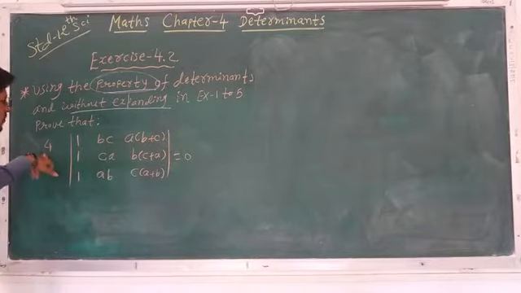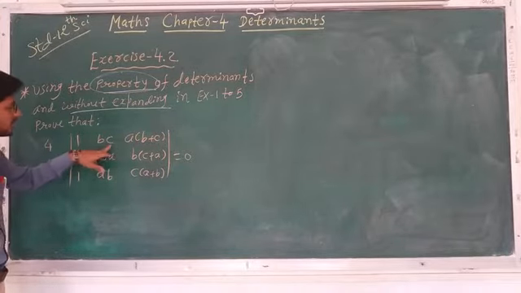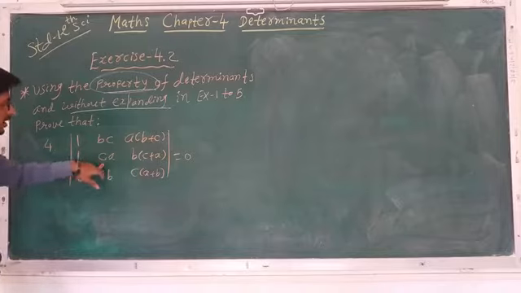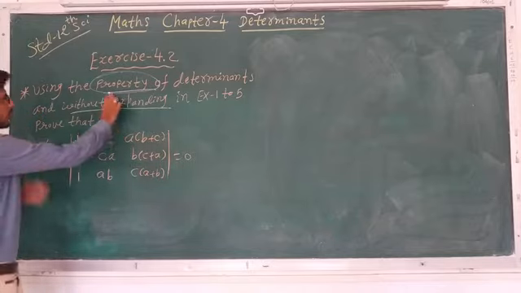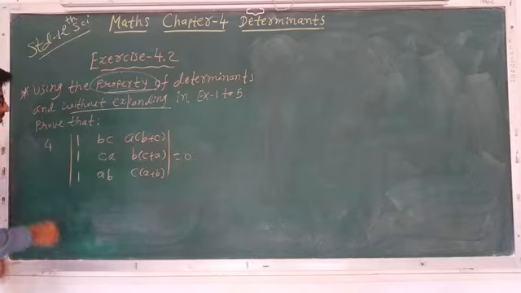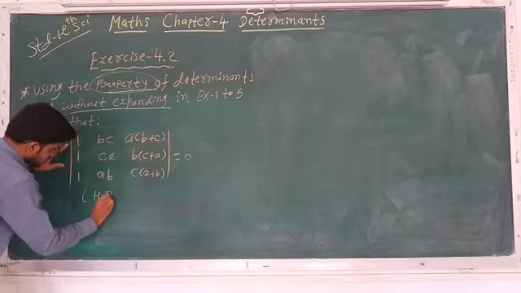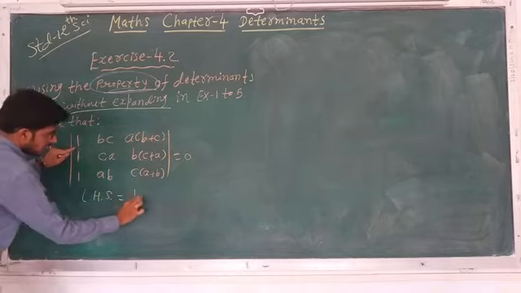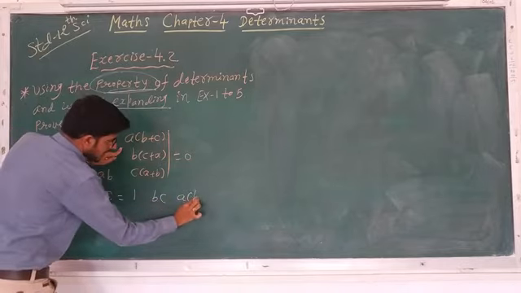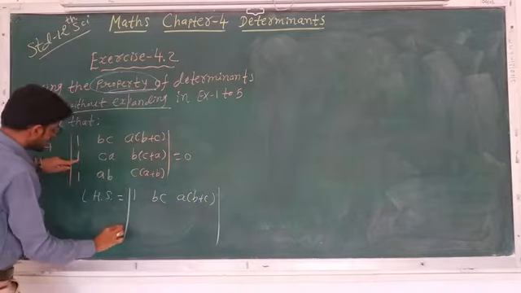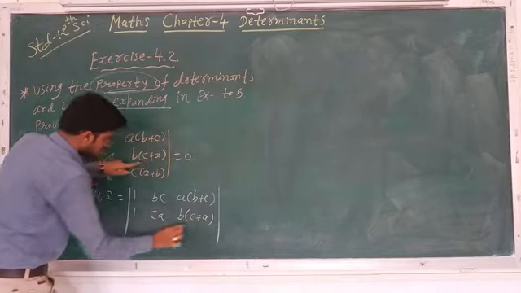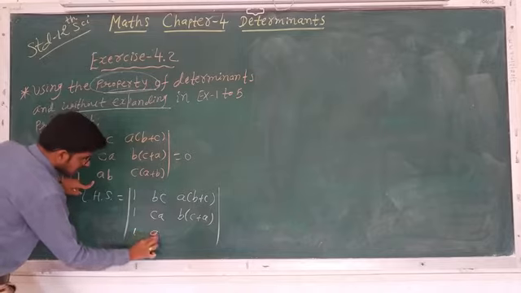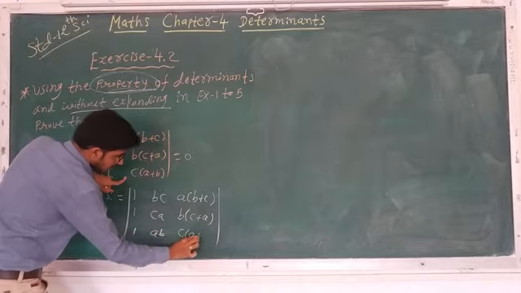Okay, next question number 4. We have to prove 1, BC, A bracket B plus C; 1, CA, B bracket C plus A; 1, AB, C bracket A plus B is equal to 0. We have to prove it by using properties. So we will start from left hand side. Left hand side is equal to 1, BC, A bracket B plus C. Second row 1, CA, B bracket C plus A, and third row is 1, AB, C bracket A plus B.